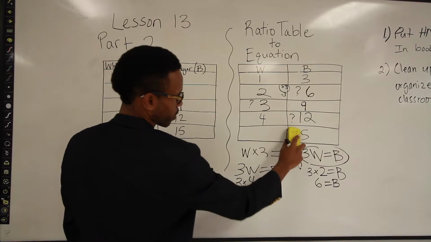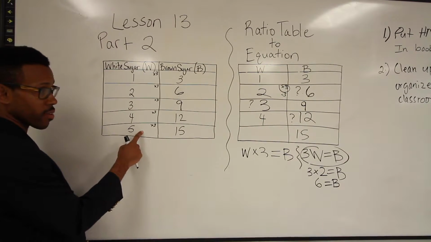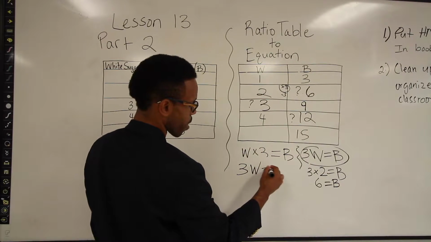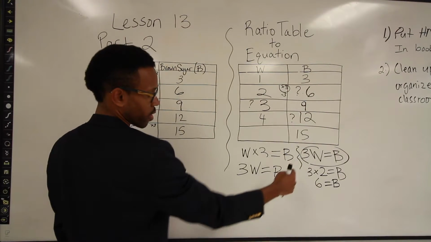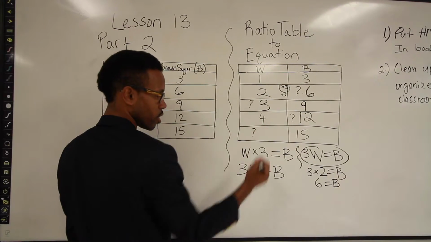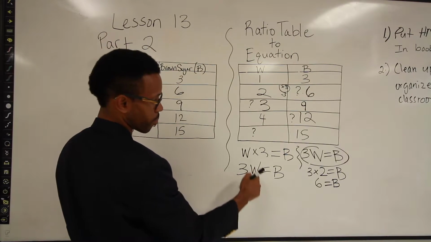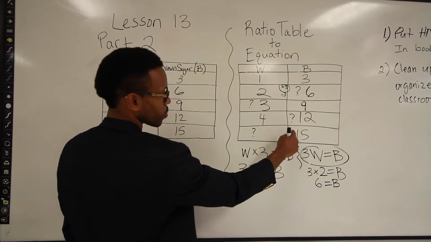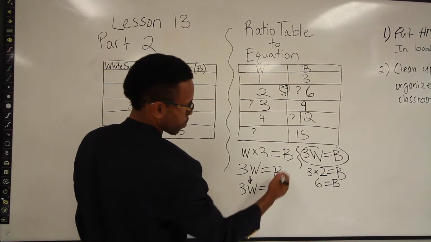Now, let's figure out the last one. Again, we already have the answer here, right? We see it already filled in, but we want to get into the habit of using the equation now to help us solve these. So now I know that B is 15. Well, let me plug in the information I know. Let me plug it into my equation again. So I'm going to bring down the 3W, right? Because I don't know what W is. Okay, so 3W equals B. Do I know what B is? Yep, this is my B column, right? B is 15.